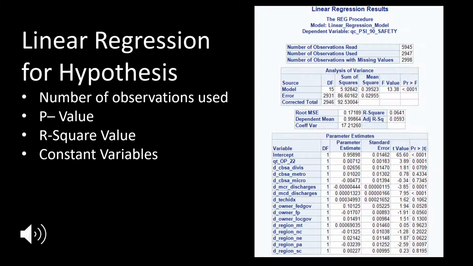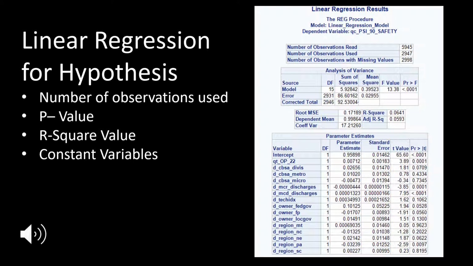On this slide, this includes the linear regression for our hypothesis. There are a number of different things we can look at for this linear regression. The first one is the number of observations used, which is 2,947. So that means it's okay to use that number since it's above 2,000. The next thing that we can look at is the p-value. If it is below 0.05, then that also means it helps support our hypothesis. So in this case, the p-value is 0.001.